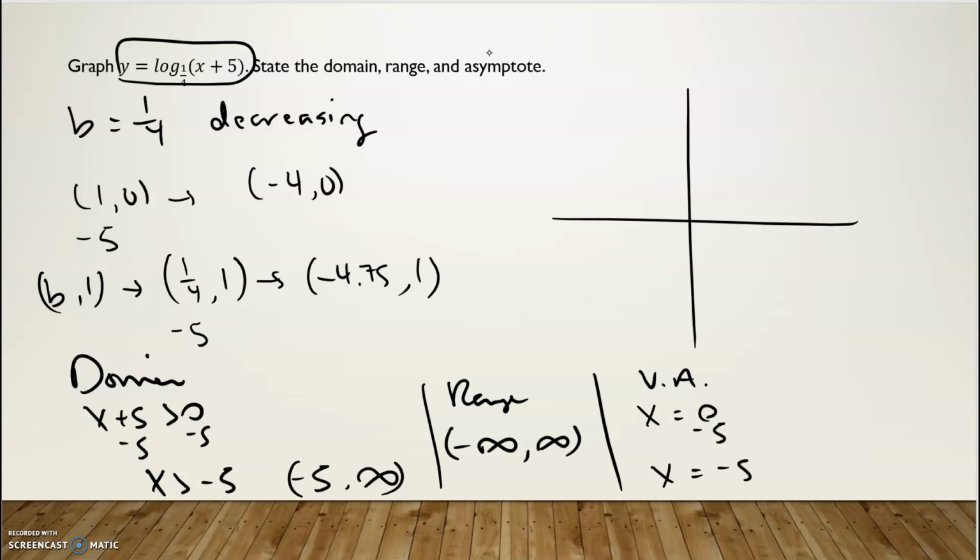Okay, I'm going to go out to 5 on each axis. So 1, 2, 3, 4, 5.